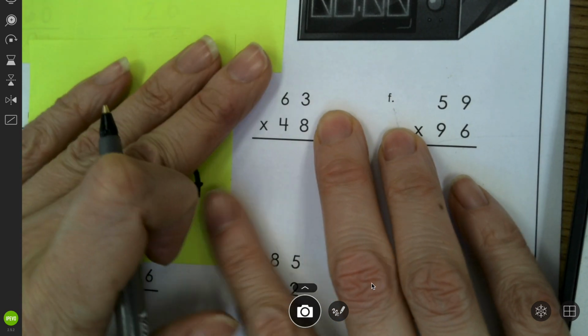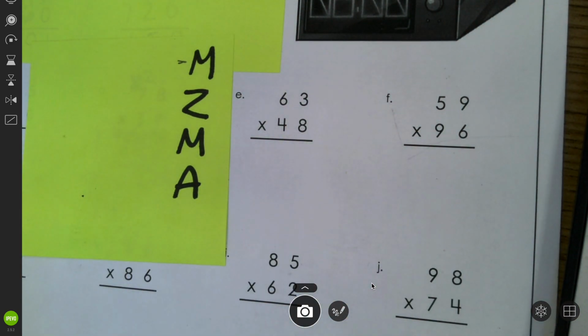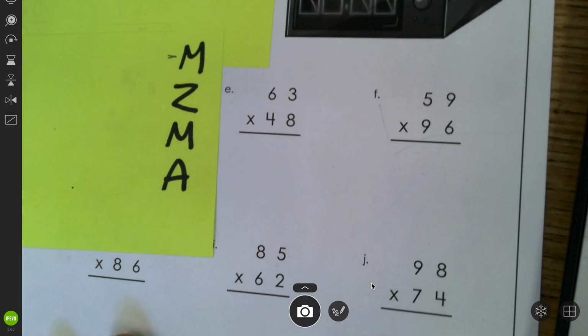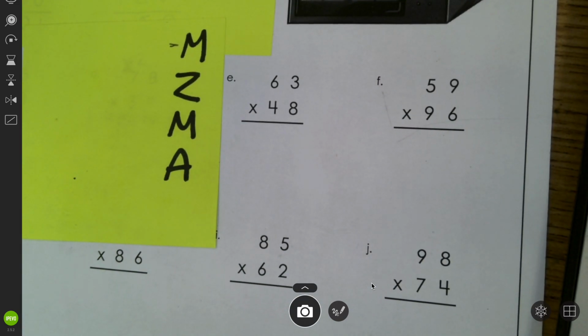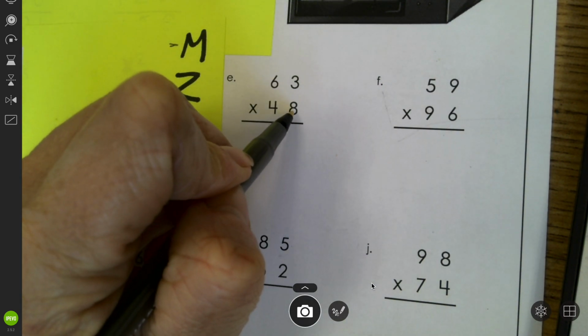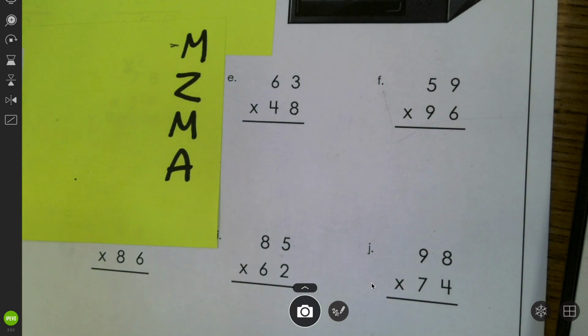I'm moving over to E. Here we go. All right. I want you to think about the first step and what we're going to multiply first. Did you say we're going to multiply 3 times 8? I hope so. Let's hit it.